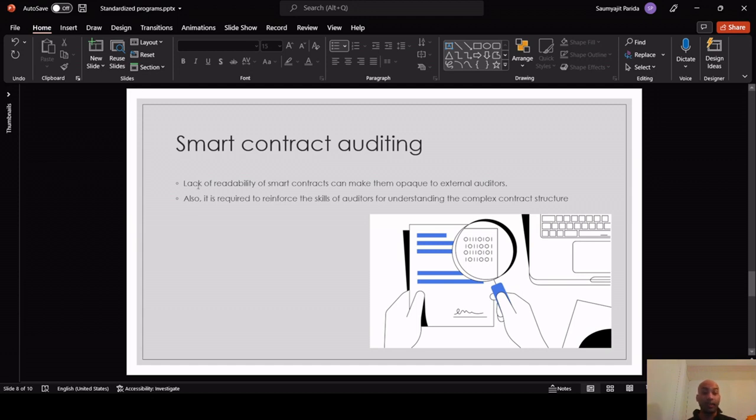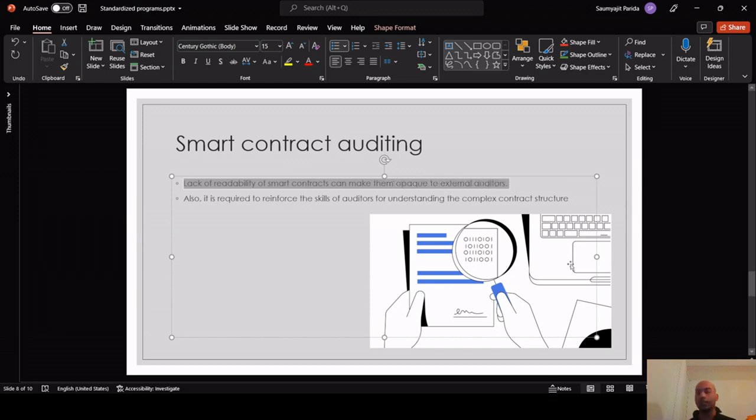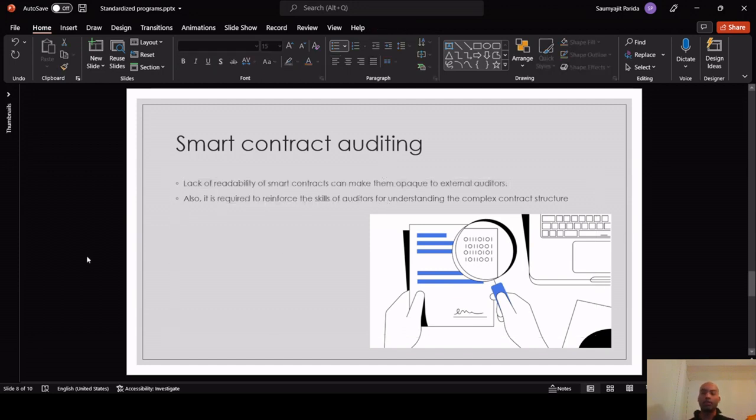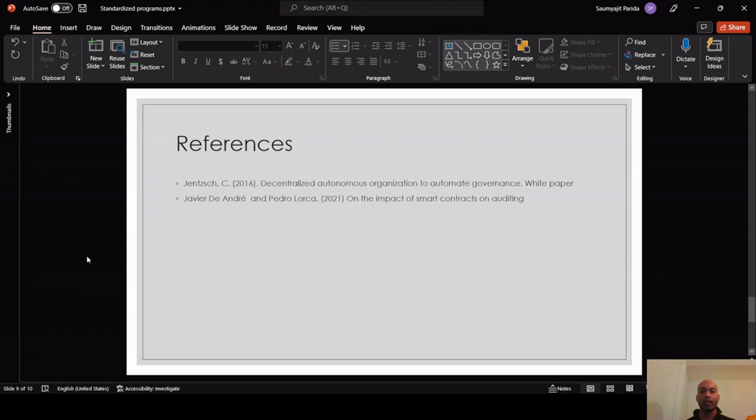Smart contract auditing. Well, the lack of readability of smart contracts can make them opaque to external auditors, and the knowledge factor also comes into play. Also, the skills of auditors in understanding complex contract structures are lacking in the current era, because development is happening so rapidly and in a parallel world that it's very difficult to grasp everything. With that being said, we have come to an end.